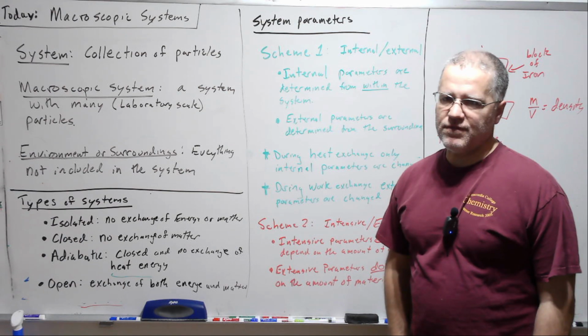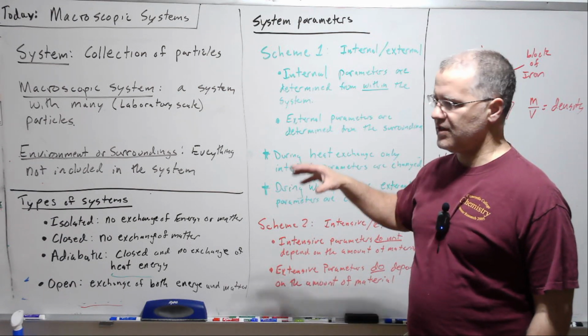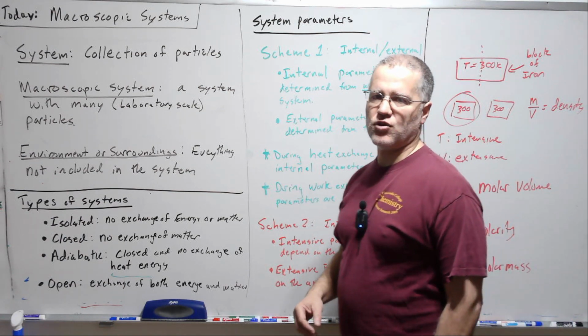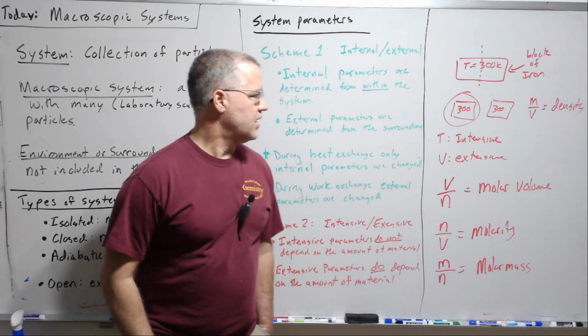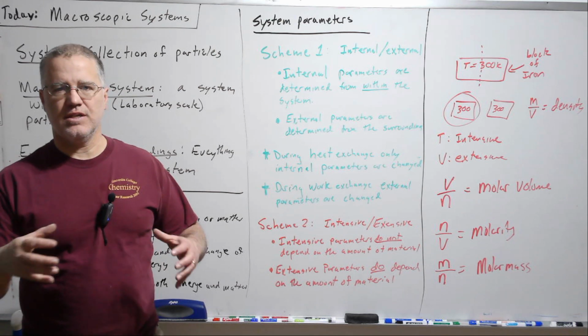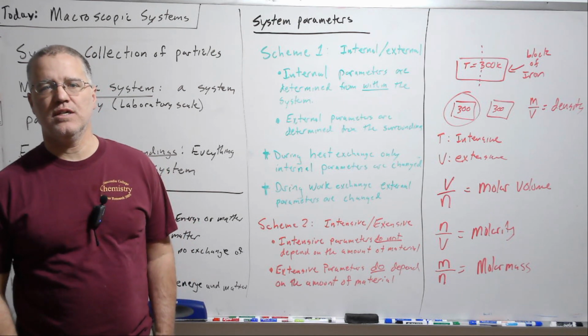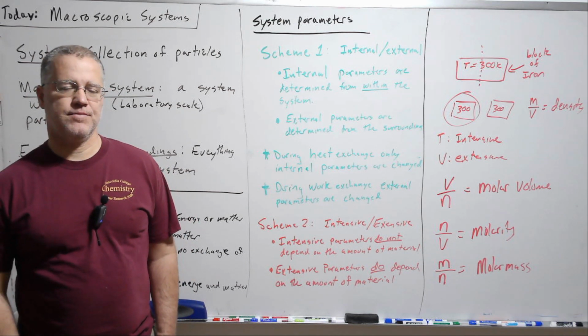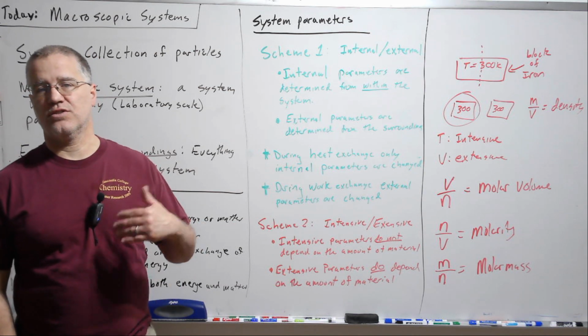All right, so that's this rather brief video about these macroscopic systems. Not really any homework for this too much. Just tell yourself the story of this. Remind yourself of the different categories of systems. And this is a good way to keep things straight when we start talking about the relationship between the system parameters, internal to the system, and then external to the environment.